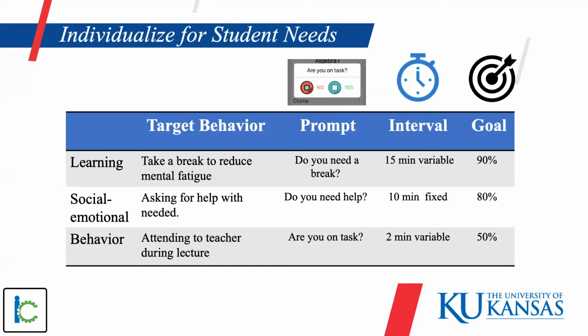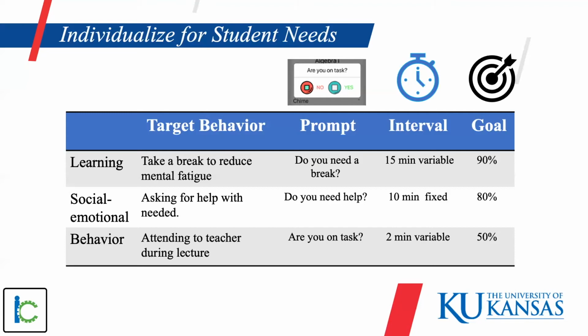Instead, you might write a prompt that says, do you need a break? And you might set the interval for that to be 15 minutes. Because you don't want to ask a student if they need a break every 5 minutes or every 2 minutes. You might just check in every 15 minutes. How you doing? How you feeling? Let's see, do you need a break? And go from there. So you might set the interval for 15 minutes.